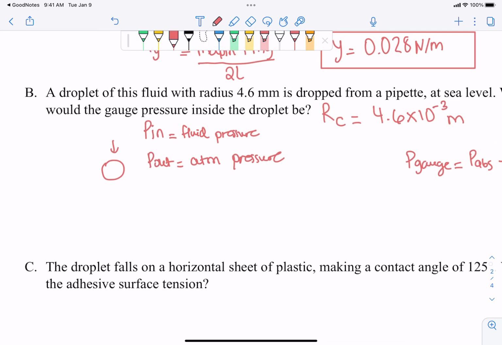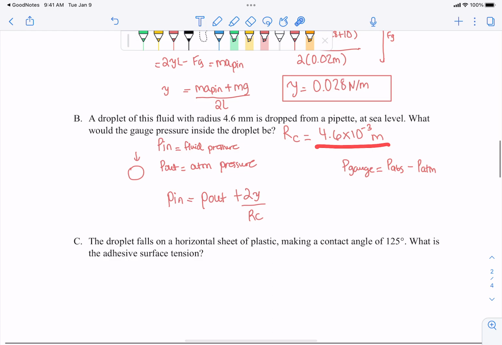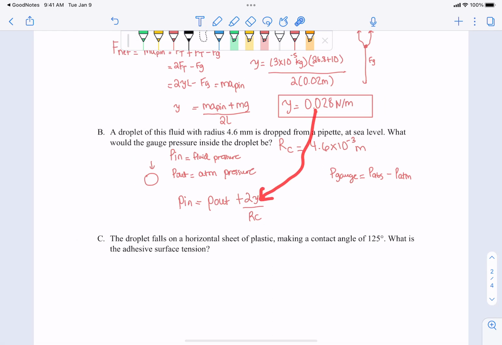Exactly, Laplace's equation. P in is equal to P out plus 2 gamma over radius of curvature. That integrates all the values that we have. We have the radius of curvature that they gave us, and we can throw in the gamma that we had from before. Understanding that P gauge is P absolute minus P atmospheric, this absolute pressure is the fluid pressure, so that's P in, and P out just happens to be the atmospheric pressure, which is the same as what's included in the P gauge equation.